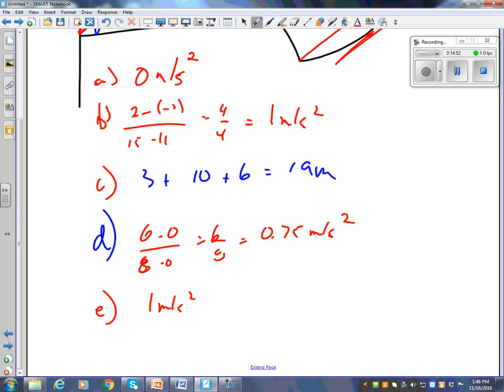F is V inst at 12 seconds. You're simply going to read it off the graph, because it's a velocity time graph. You're going to read it off the graph.